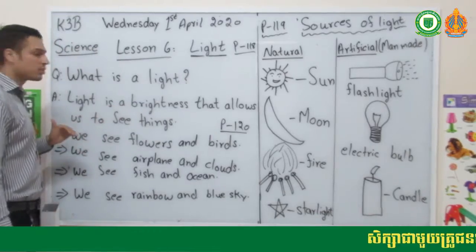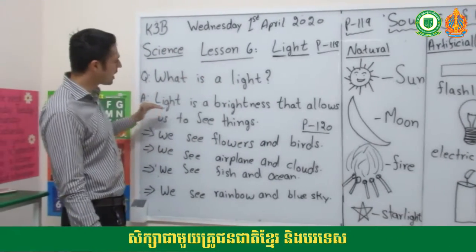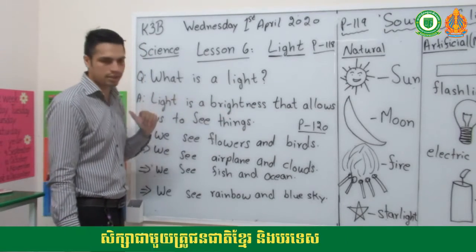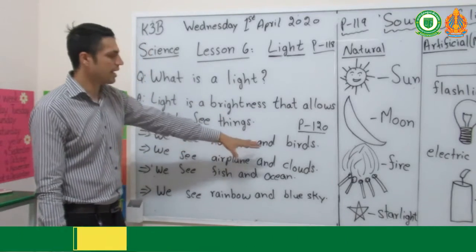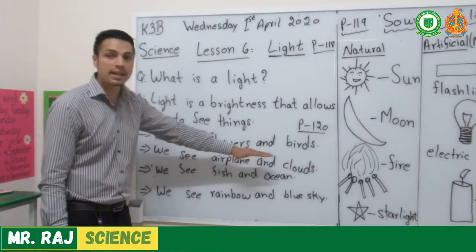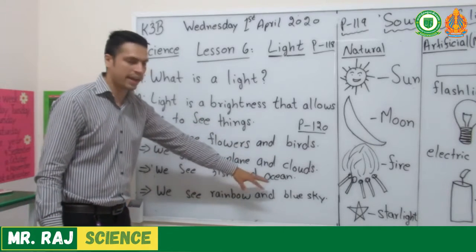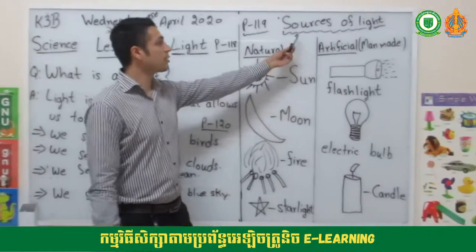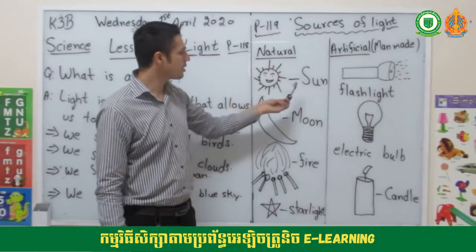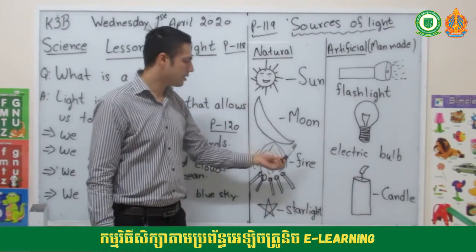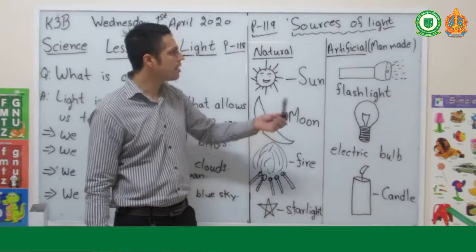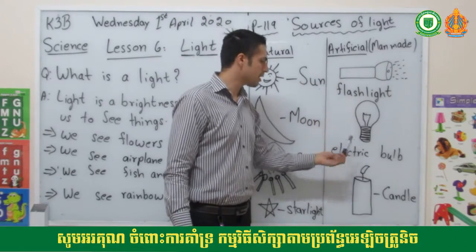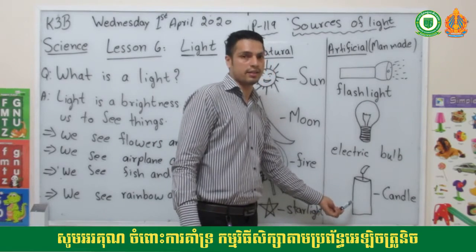Again, one more time I would like to review what is a light. Light is a brightness that allows us to see things. We see flowers and birds, we see airplane and clouds, we see fish and ocean, we see rainbow and blue sky. And sources of light, natural sources: sun, moon, fire, starlight. Artificial means man-made: flashlight, electric bulb and candles.